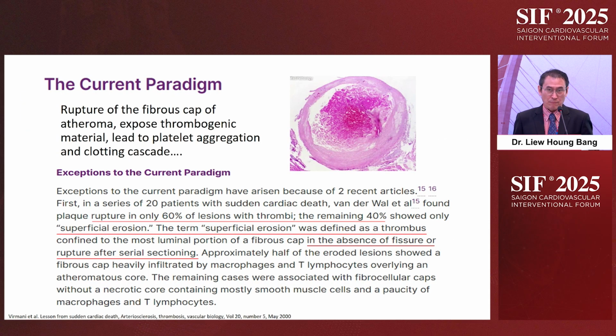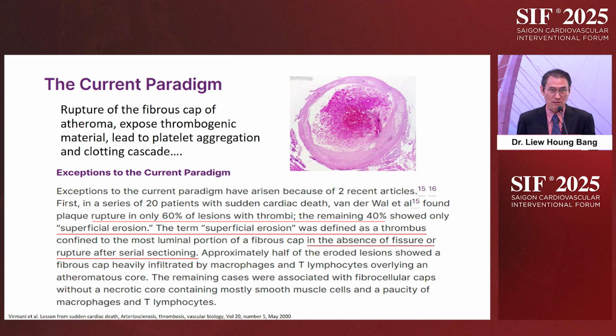And this is the current paradigm that we understand, that the majority of these are due to a ruptured fibrous cap of the atheroma, exposing the porridge-like material, which is very thrombogenic, and that leads to a cascade of platelet aggregation and clotting, and occlusion of the lumen. But we also know this is only in 60% of the lesions in these patients. The remaining 40% actually have erosion, whereby there is no evidence of a plaque rupture or fissure.